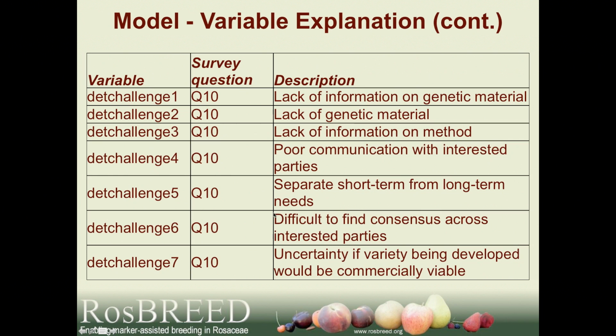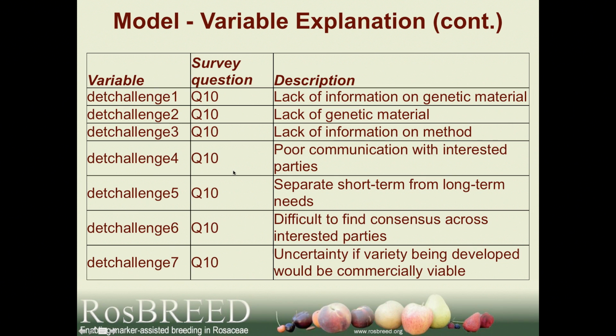Here we also have the detailed description of the different challenges. Challenge 1 is the lack of information on genetic material. Challenge 2 is the lack of genetic materials. Challenge 3 is the lack of information on method. In our analysis, we use the average of these 3 challenges as the lack of technologies.